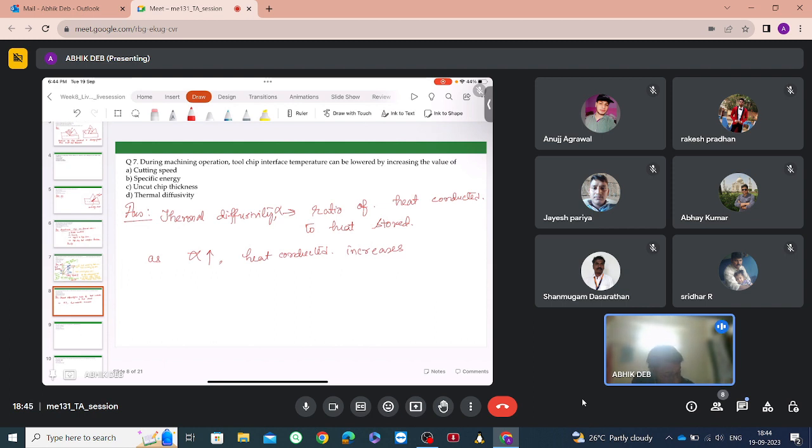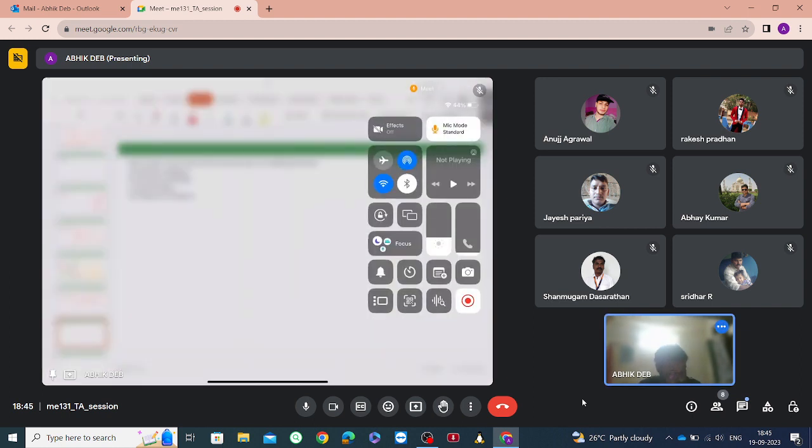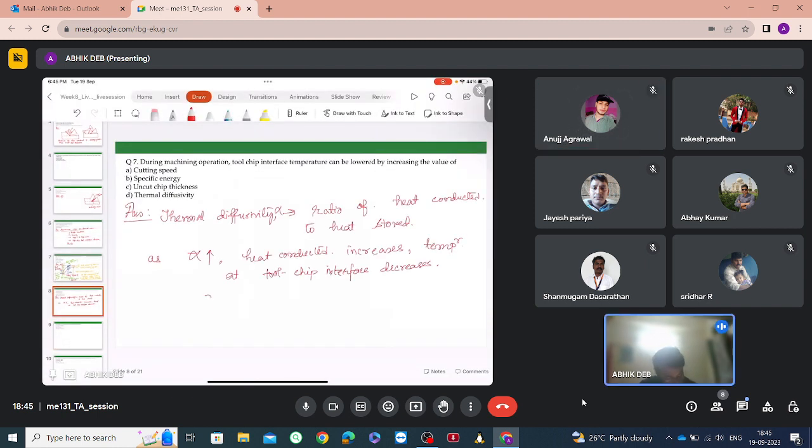So the temperature at the tool chip interface decreases. Okay, so is it clear? Yes, sir. Okay, now coming to the next problem. Sir, thermal diffusivity was the answer. Yes, the correct answer is thermal diffusivity.